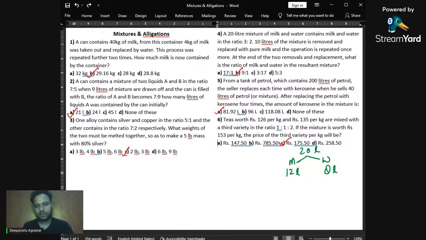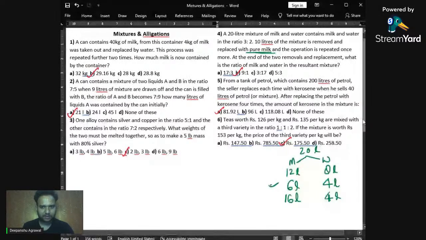So therefore the milk will become 6 liters and water will become 4 liters, and then it is replaced by pure milk. So if 10 liters of pure milk is added in this second step, milk becomes 16 liters, water becomes 4 liters. Water remains 4 liters only. Correct? Now again, try to do the same thing. It is repeated once more. The same thing is repeated once more.